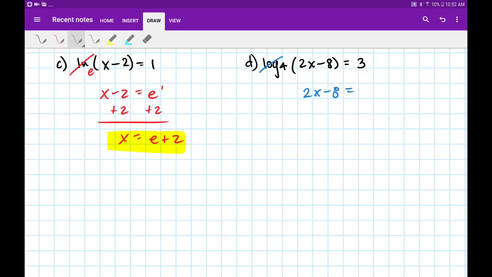All right, sorry. Okay, so bring down the 2x minus 8. Set it equal to, our base is 4 cubed.